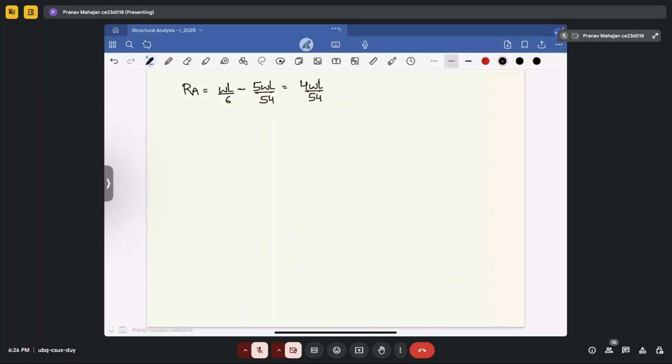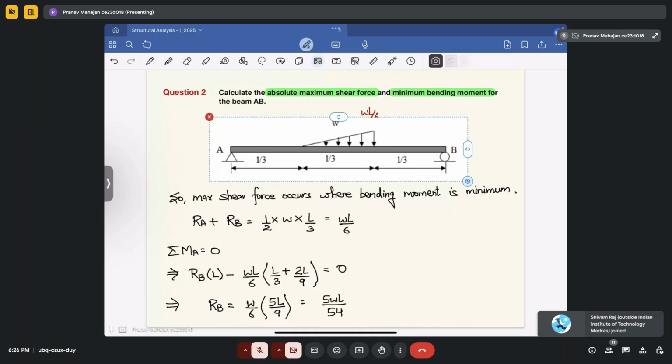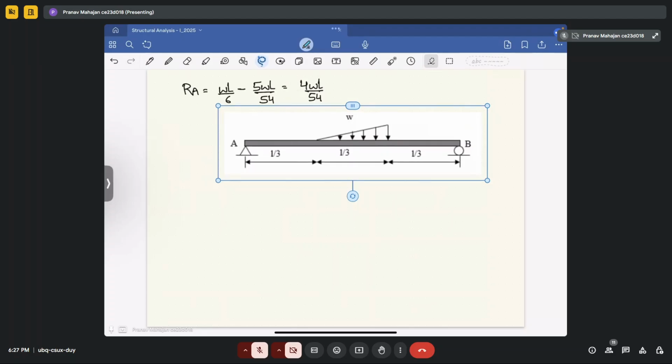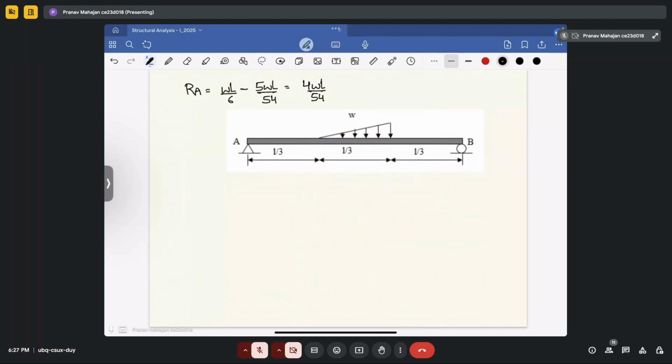Okay. Now try to utilize the concept of where shear force will be maximum. Let me copy this. I will draw the shear force diagram for this case. So what reactions did you get? In this case, you got RA equal to 4WL by 54 and RB equal to 5WL by 54. Now draw the shear force diagram for this case.